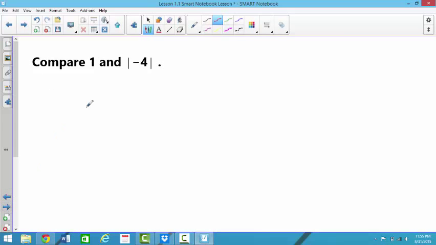Now, if we're going to compare 1 and the absolute value of -4, we want to know, is it greater than, less than, or equal to? We have to first figure out the value of the absolute value of negative 4. Well, the absolute value of negative 4 is 4. So which is bigger? 4 is bigger. So 1 is less than the absolute value of negative 4.